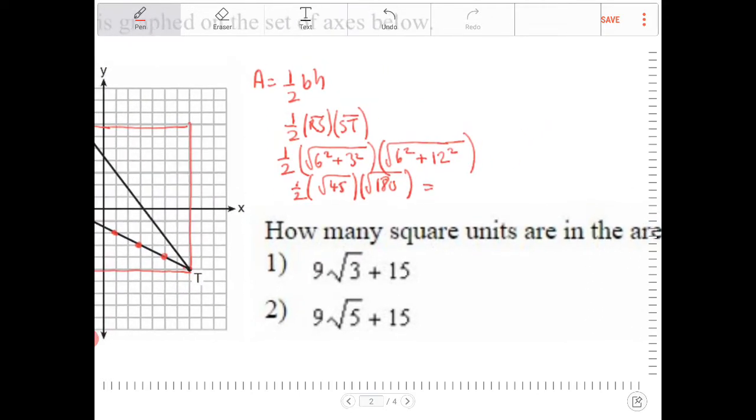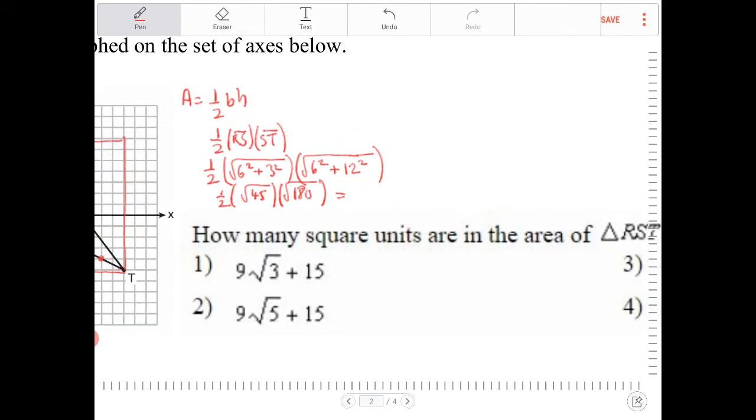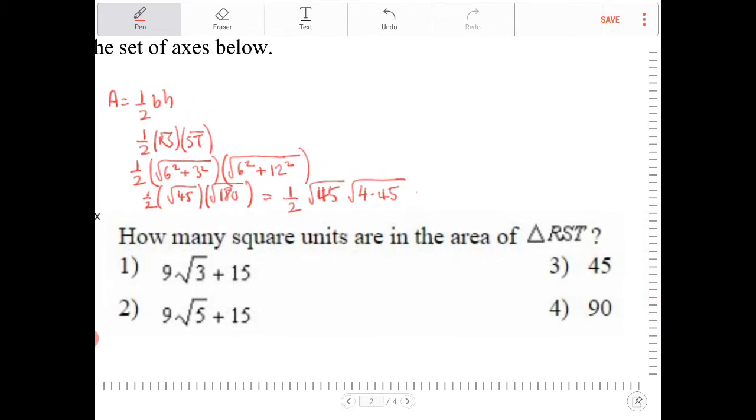And if you look at this, square root of 45, or actually square root of 180, is actually 4 times 45. Which means all of this becomes, well, since I have 2 square root of 45s here, they become just 45, and the square root of 4 is just 2. So this becomes 1/2 of 2 times 45. So this is just 45.